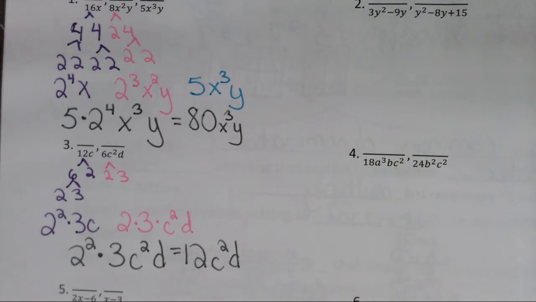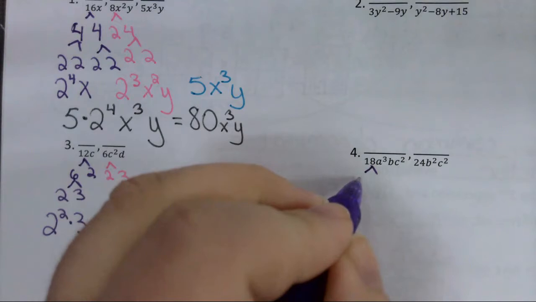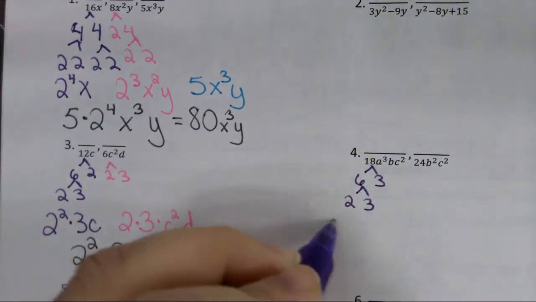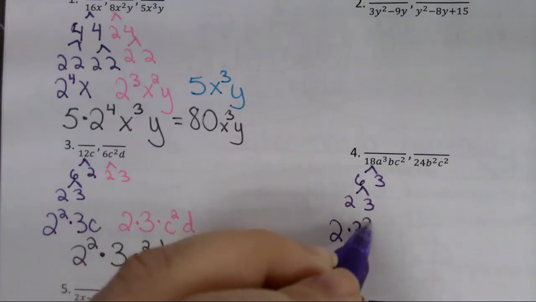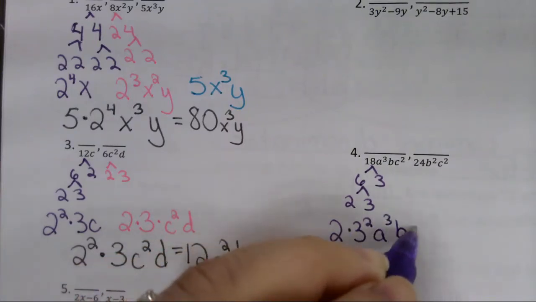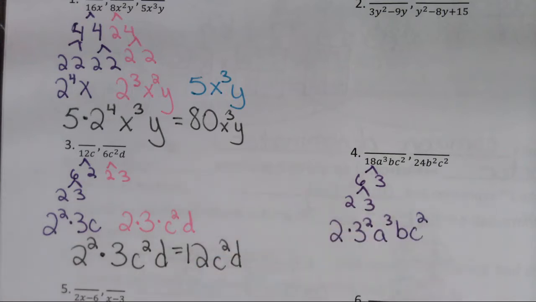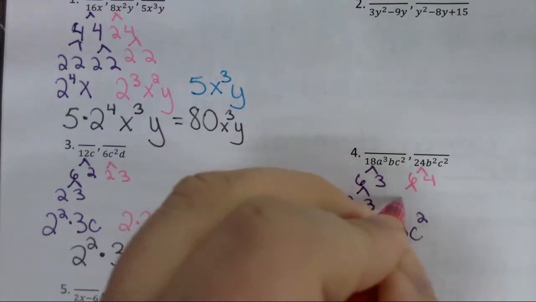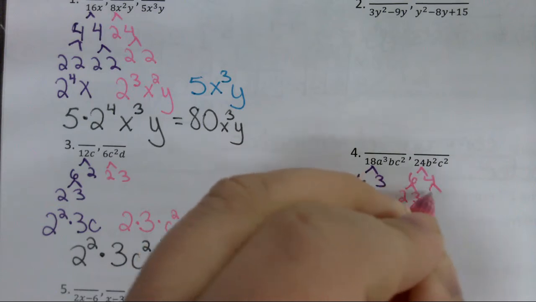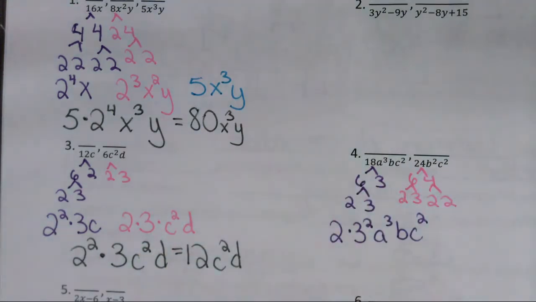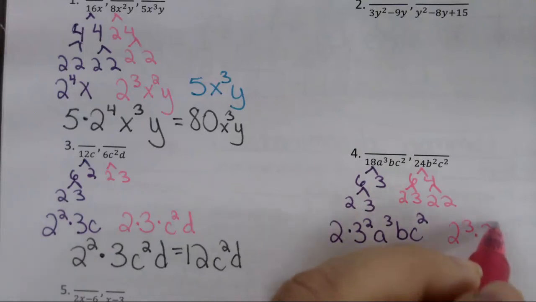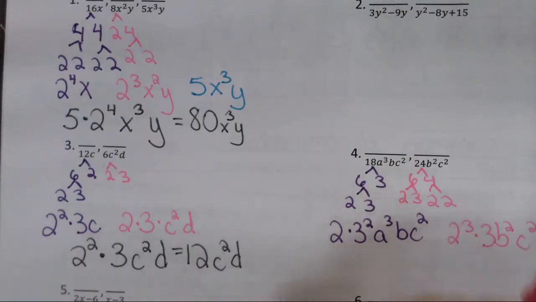Prime factorization for 18, 6 and 3, 2 and 3. So we'll have 2 times 3 squared, a cubed, b, c squared. Then for the 24, we can do 6 and 4, 2 and 3, 2 and 2. So there are 3 total 2's, 1 3, b squared, c squared.